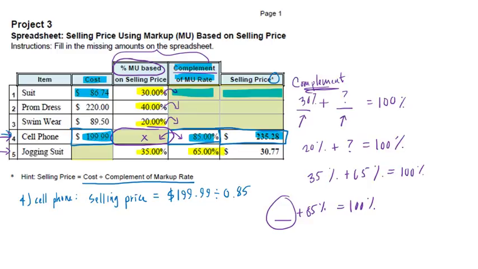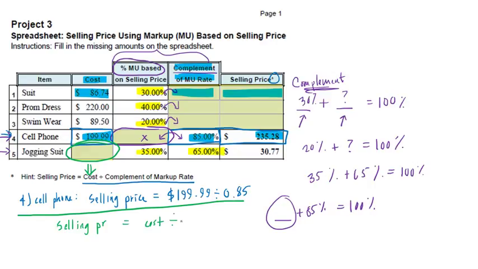Finally, the last thing we're asked to figure out, and there's just one instance of it right here, is cost. So, notice that cost is involved in this equation. So couldn't I rearrange it and solve for cost, right? Couldn't I still manipulate that selling price equation? And the answer is yes. I could leave it like this. I could write selling price equals cost divided by complement of markup rate, right?